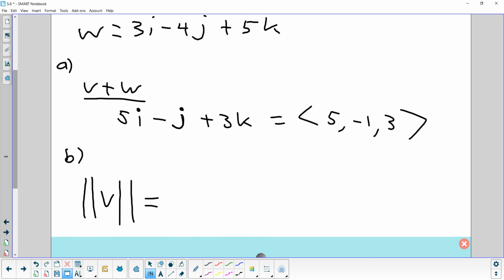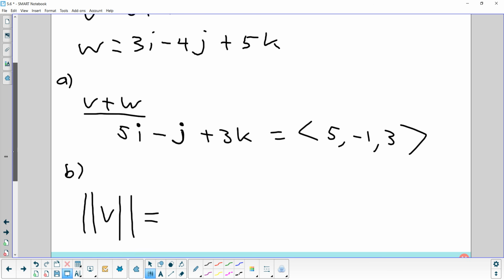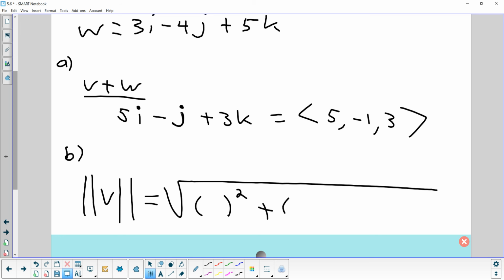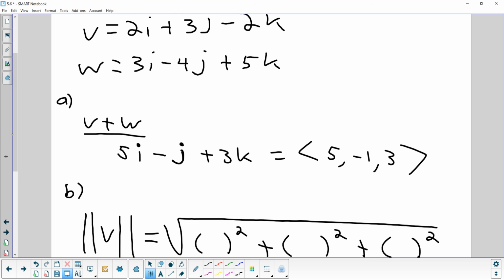Let's do the magnitude of V. So Lacey, anytime we do magnitude, we always write down what symbol? The square root. Yep, I want to put down the square root of, and then we're going to have three numbers that we square. Normally it would be 2, but in 3D it's 3. Jacob, what's the first number I'm going to use? 5. Where did you get the 5 from?